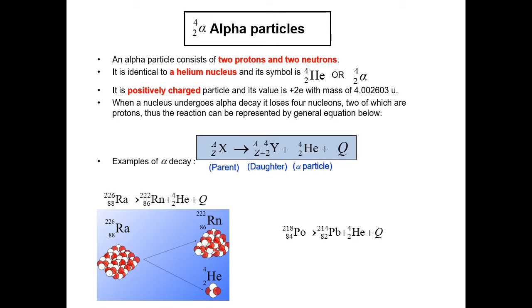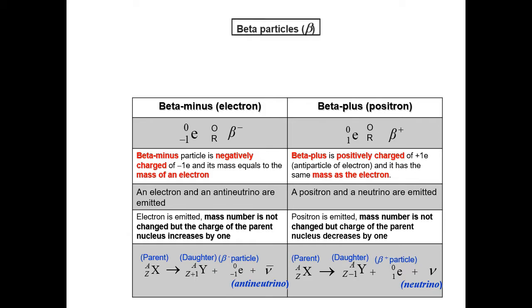This is the figure showing how radium produces radon and helium. Besides, you can see a few equations related to alpha decay, such as polonium, thorium, and uranium. Polonium will produce plumbum and an alpha particle, thorium produces radon and helium, while uranium produces thorium and alpha or helium plus heat. As we all know, for beta particles, it's divided into 2.